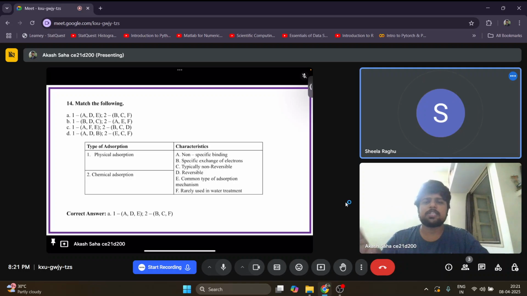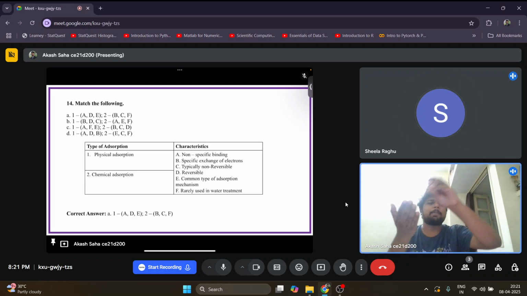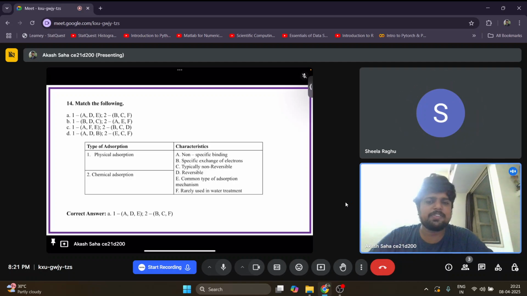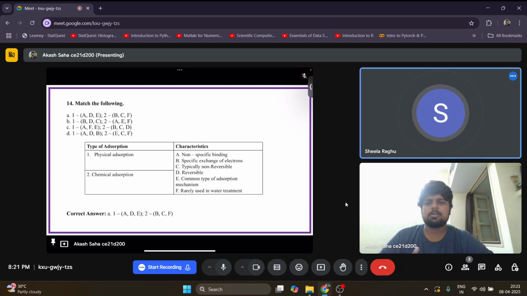Physical adsorption is non-specific, so it can come and bind anywhere based on the pores. Then it is reversible and it is commonly used. And then chemical adsorption, there is exchange of electrons. It is non-reversible because electron transfer will happen and chemical bonds will form. So it is non-reversible and it is rarely used in water treatment. So like that we can define.